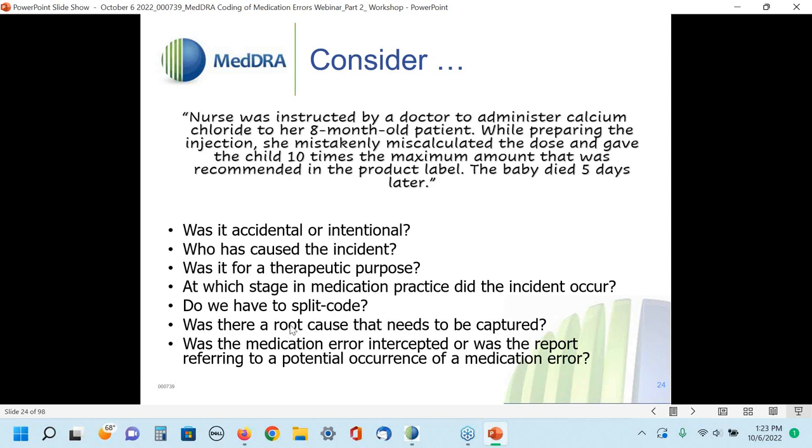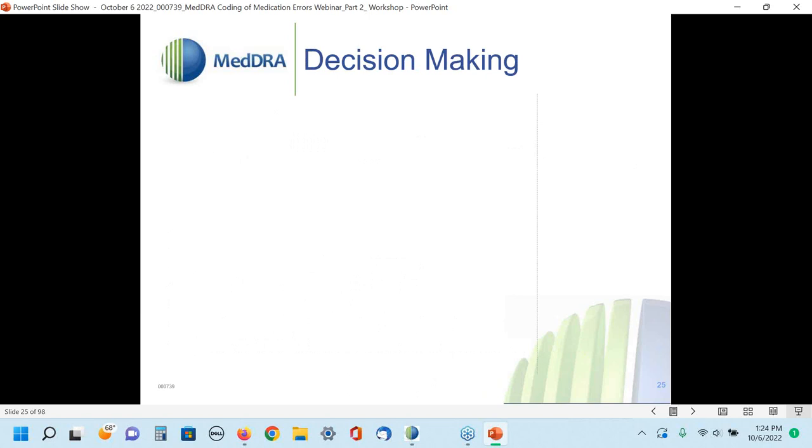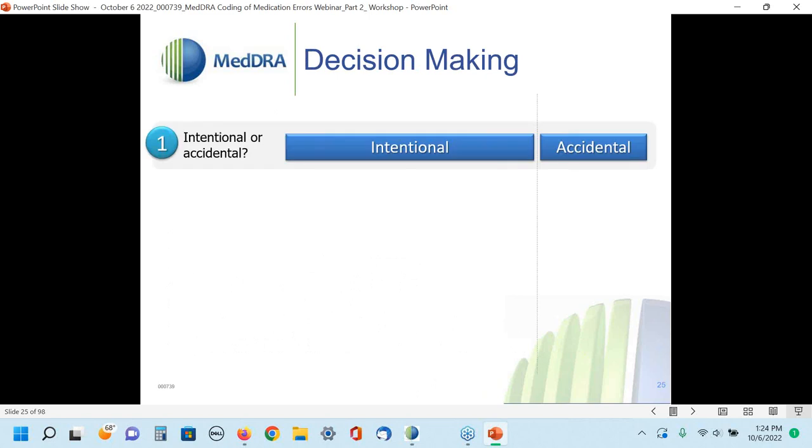Also, don't negate the importance of root cause, because that's what this is all about. We don't really want to just accumulate 12 or 15 or 18 medication errors in our database without having the opportunity after the 8th or 9th time to realize, hey, there's a common root cause that we see here that we can do something to correct to stop additional medication errors from occurring. And then also remember this whole idea of whether a medication error was intercepted or whether the report is talking about the potential occurrence of an error which did not actually occur. So let's talk about that particular case and go through our decision making.